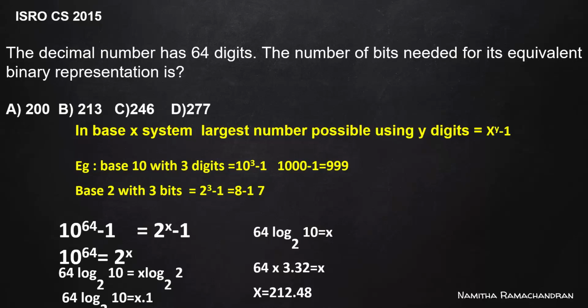So x is equal to 212.48, which is almost equal to 230. So option B is the correct option for this question.